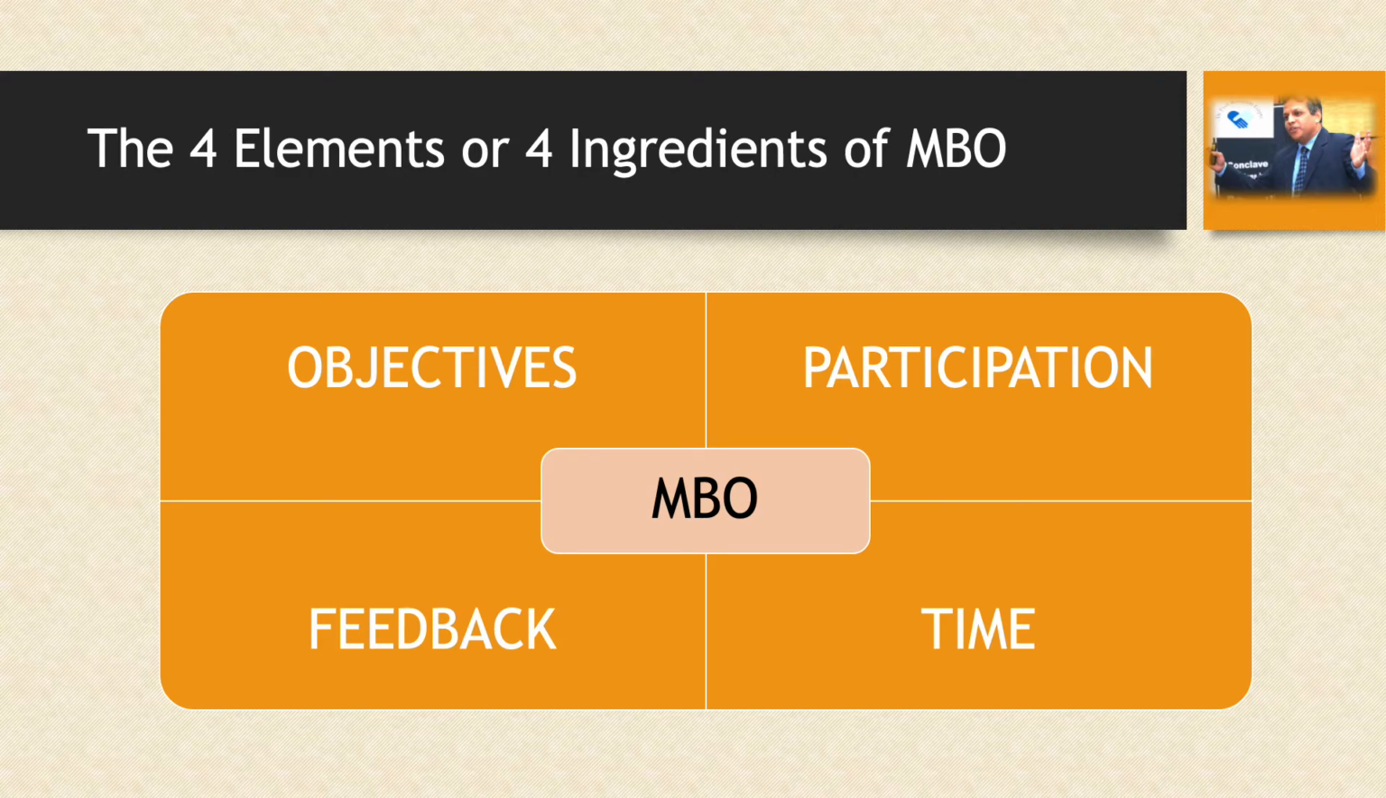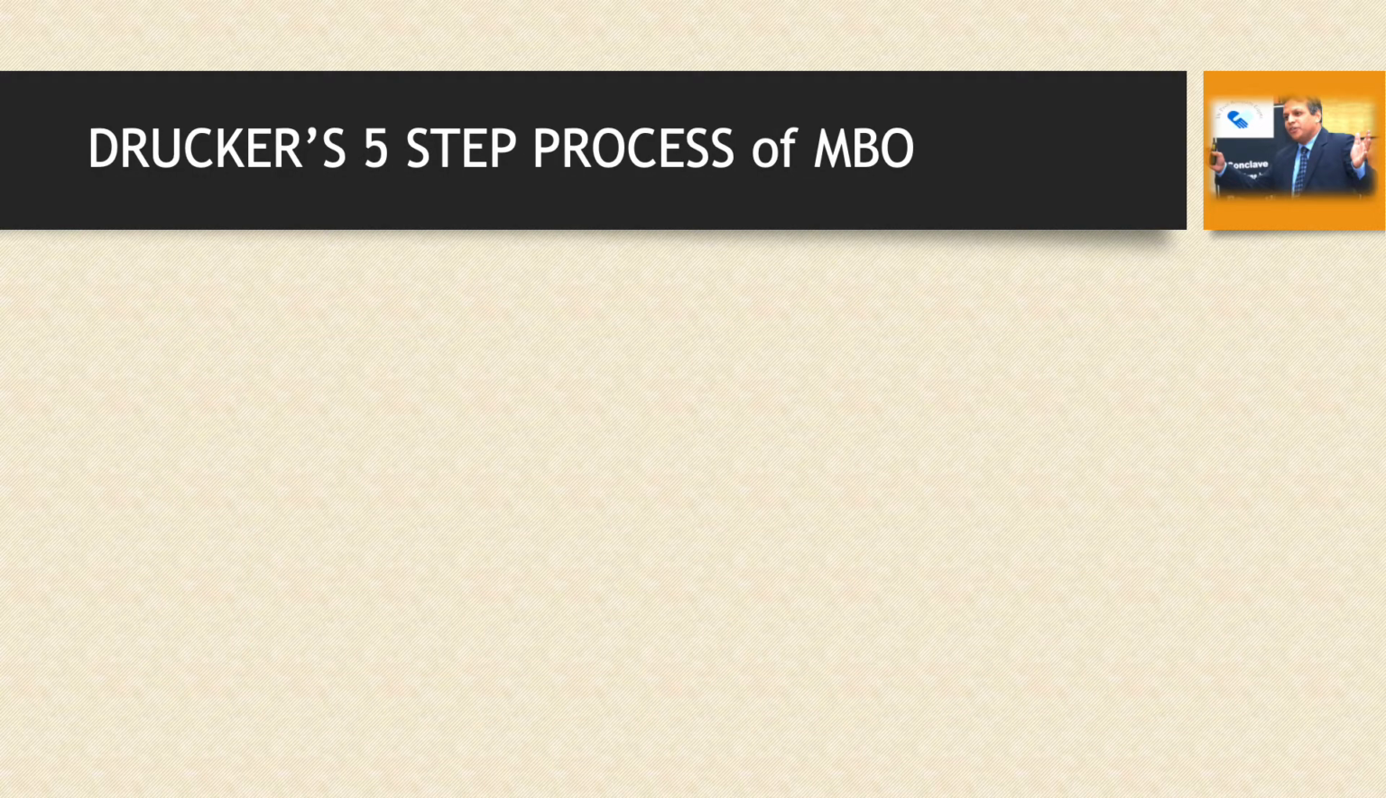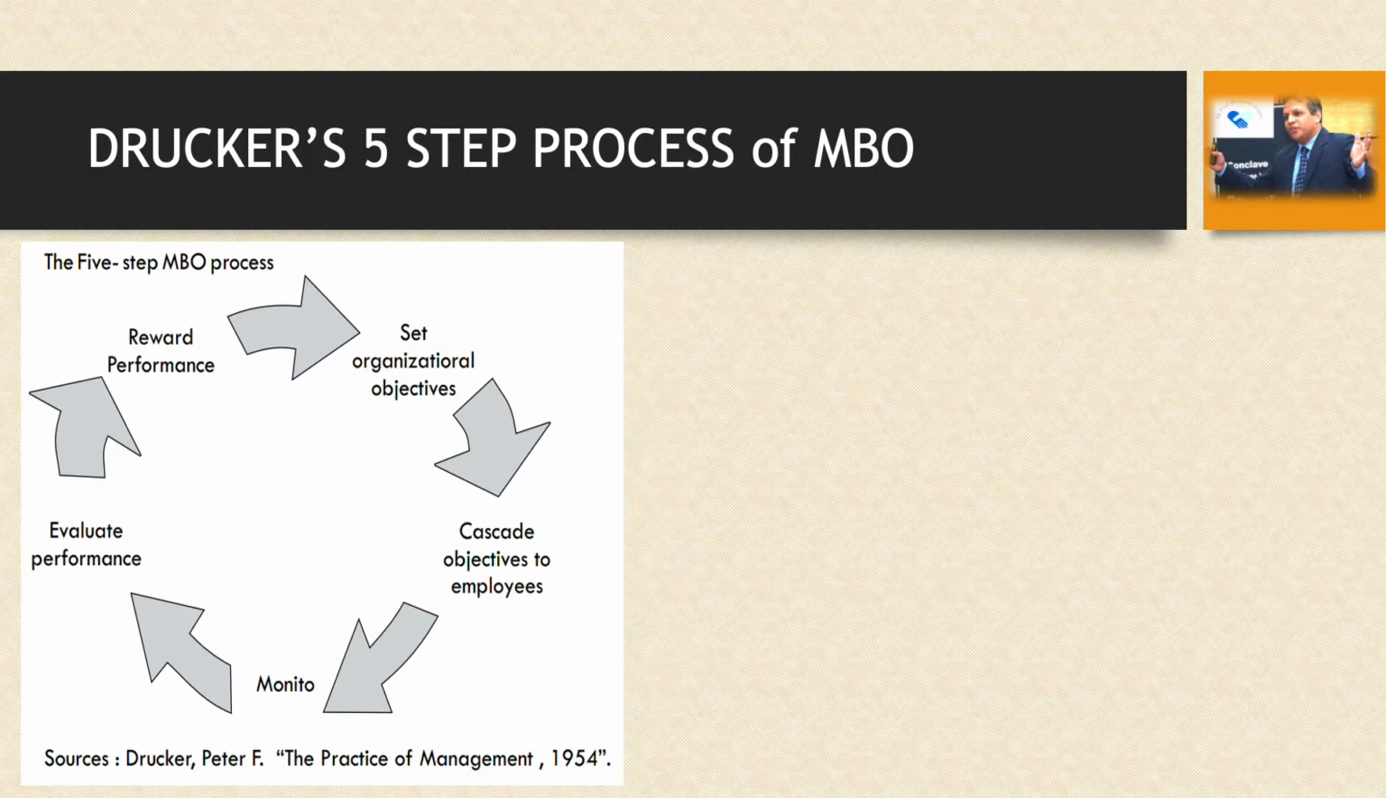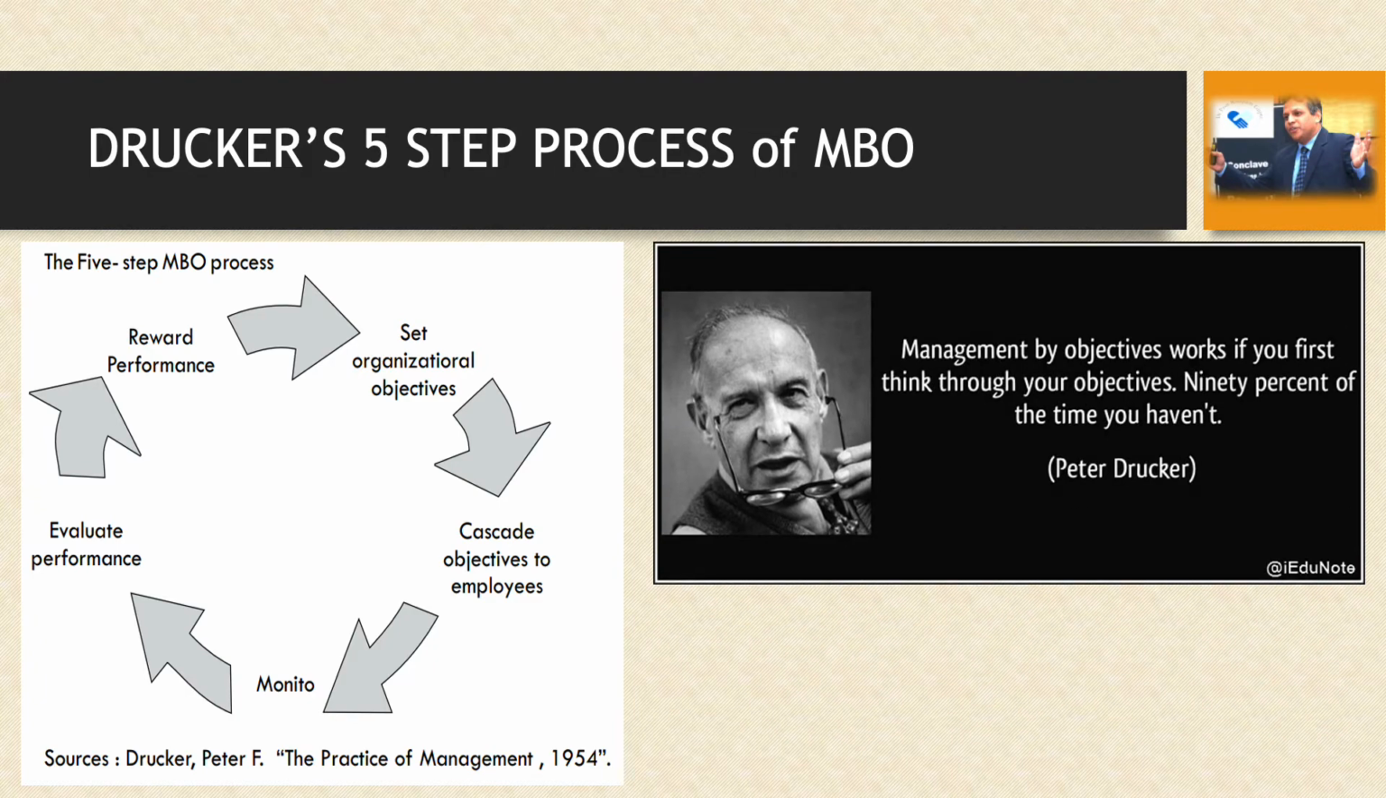So MBO is said to have 4 ingredients or elements. They are the objectives, the participation, the time period, and the feedback. Peter Drucker presented his 5-step MBO process: setting organizational objectives, cascading objectives to employees, monitoring, evaluating performance, and rewarding performance. But he himself said, management by objectives works if you first think through your objectives. 90% of the time, you do not.